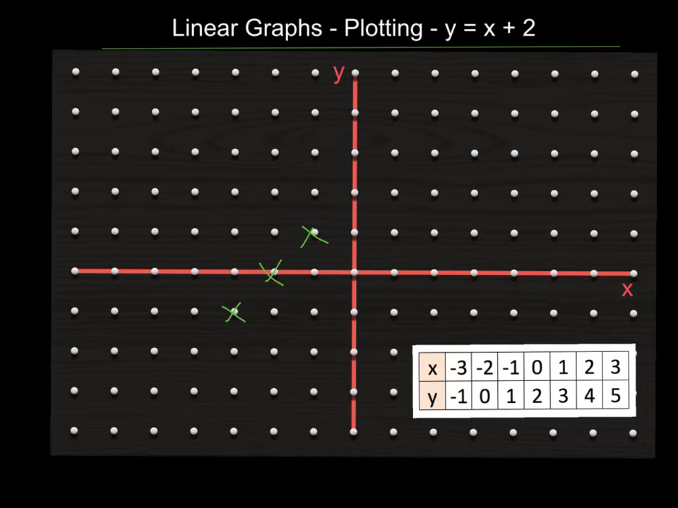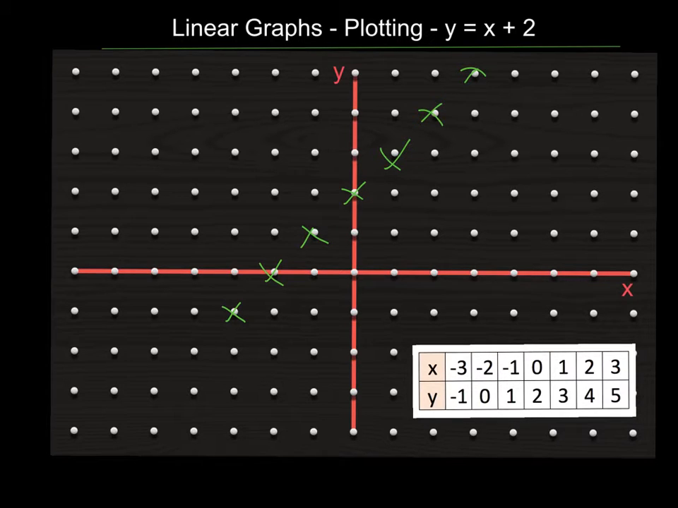You can already start to see that a line is forming, and it is a straight line by the positions of the x's. So let's just keep going quickly through it. The next point is 0 and 2. The next point is 1 and 3, so 1 across and 3 up. And the next point is 2 and 4 and 3 and 5.